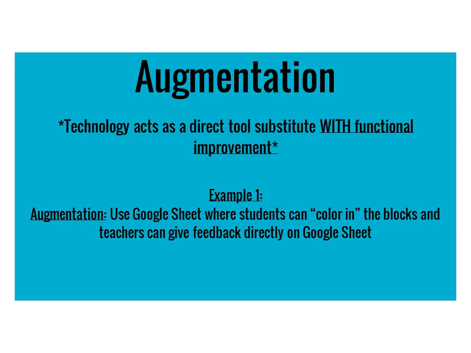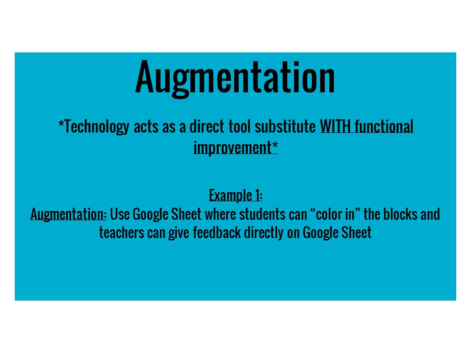The next level of the SAMR model is augmentation. Augmentation is where technology acts as a direct tool substitute with some functional improvement. So, if we refer back to our first example of fourth graders learning fractions, a way for a teacher to use augmentation would be having the students use Google Sheet to color in the blocks, and then teachers can give direct feedback on Google Sheet as well.